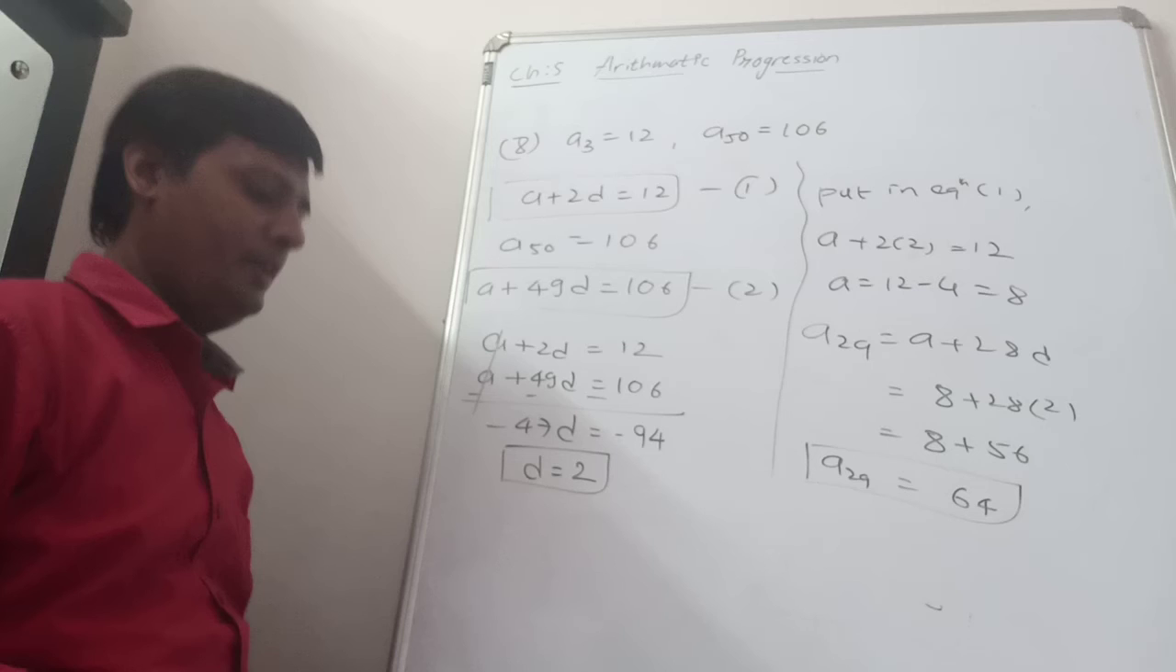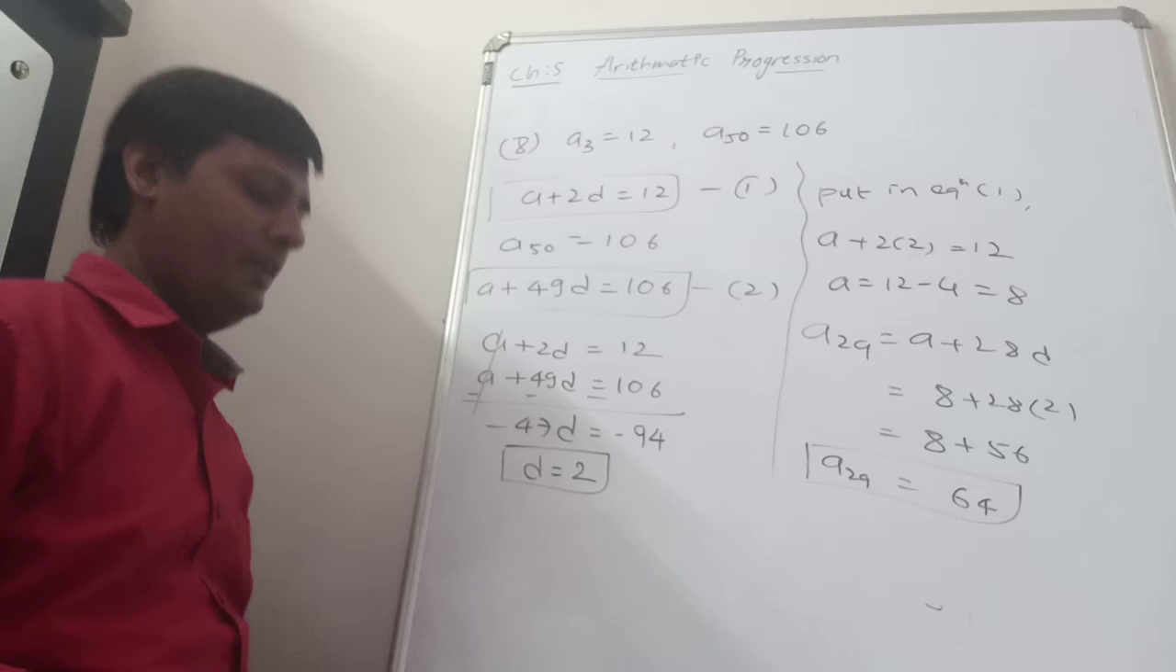First, A plus 2D is equal to 4, equation number 1. And A9, so A plus 8D is equal to minus 8, equation number 2. Okay, eliminate. A plus 2D is equal to 4 and A plus 8D is equal to minus 8. Eliminate A: negative, negative and positive cancel. Minus 6D is equal to plus 12. So D is equal to minus 2.